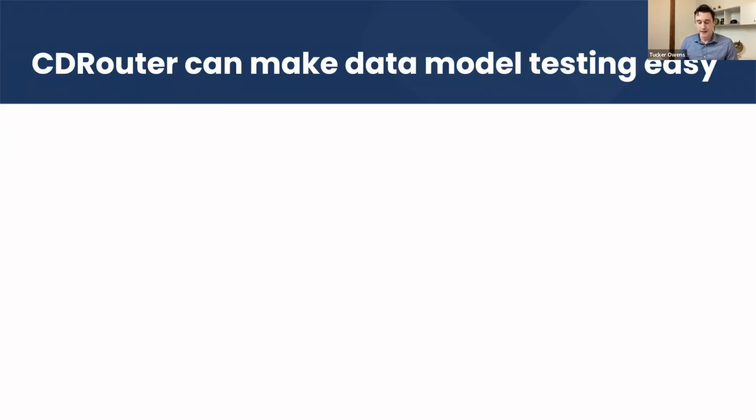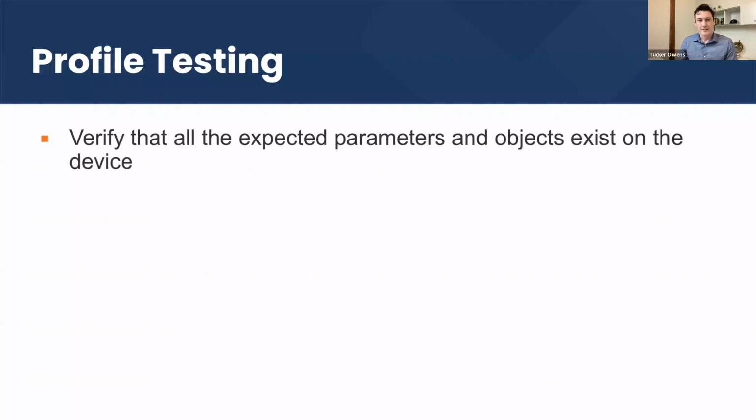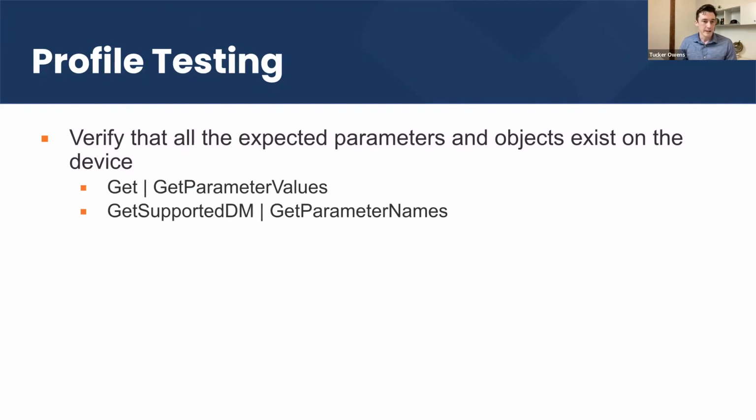So CDRouter can make profile testing, or data model testing rather, very easy. And that's through two methods: there's profile testing, and there's also functional testing. So with profile testing in CDRouter, you can verify that all the expected parameters and objects exist on a device. And that means doing a get, or a get parameter values, or a get supported data model, or get parameter names, depending on whether you're talking about USP or TR-069.